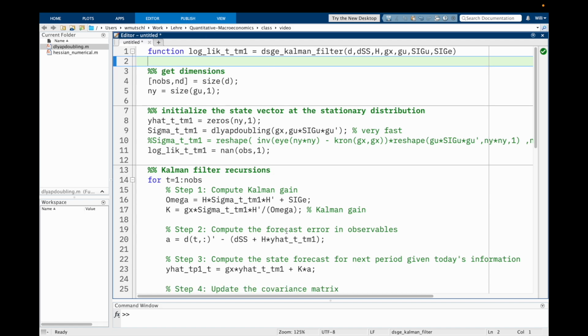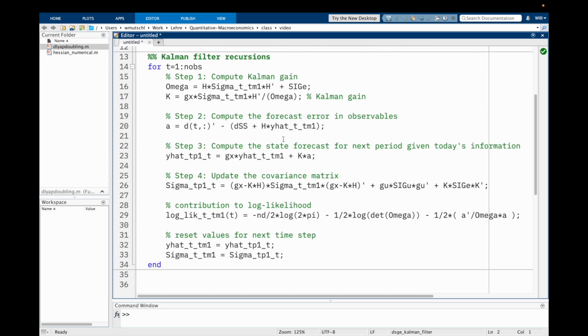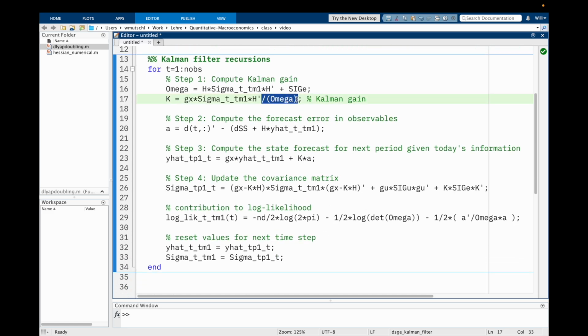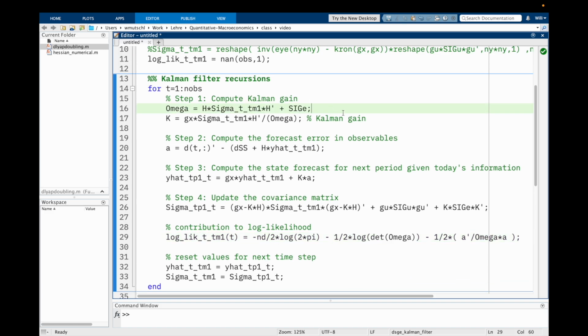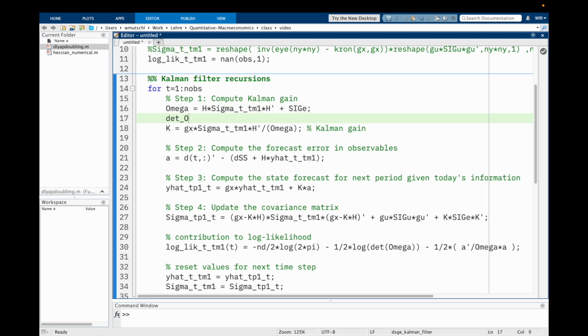Now, there are many things that you can improve in this function. So for instance, you have to think about stuff that can go wrong. What can go wrong is the inverse of omega and also the determinant of omega. If it is a singular matrix, then we're not going to be able to compute that. So what I like to do is, at this point, I'm actually going to compute the determinant of omega.